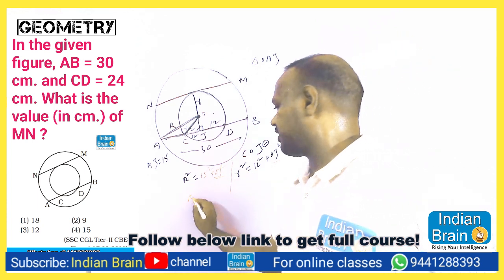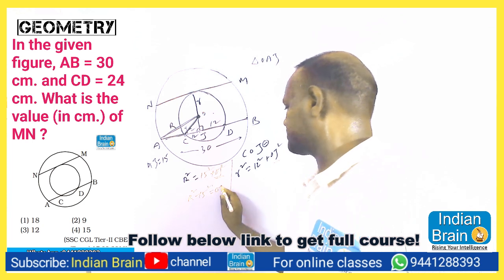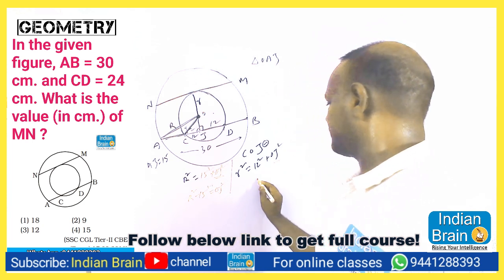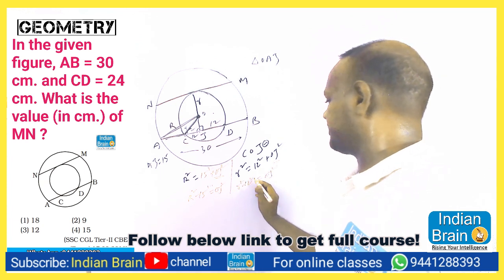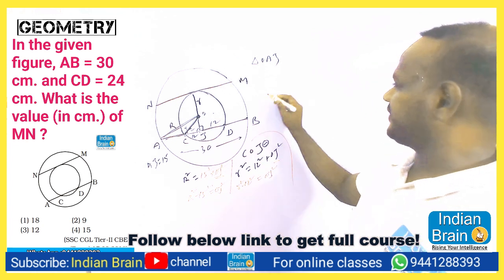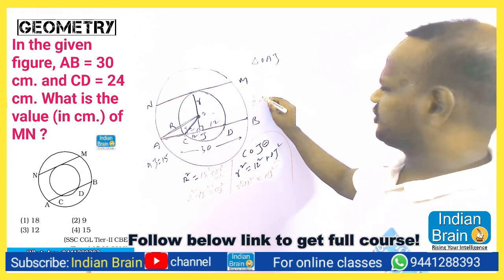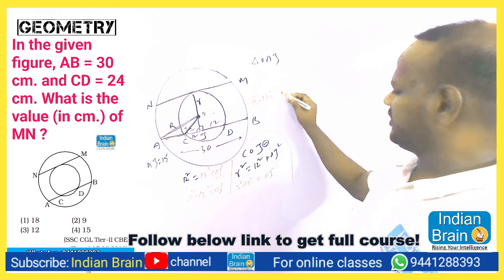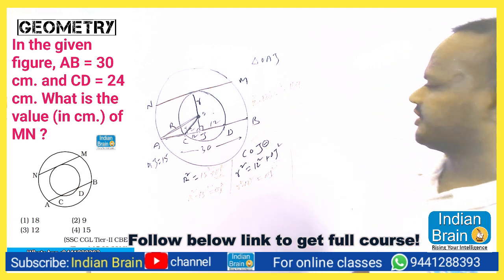Yes, R square minus 15 square is equal to OJ square. In the same way, OJ square is equal to R square minus 12 square. Both are equal, right? According to this, both are equal. That's why R square minus 15 square, which is 225, is equal to small r square minus 144. This is the basic rule.